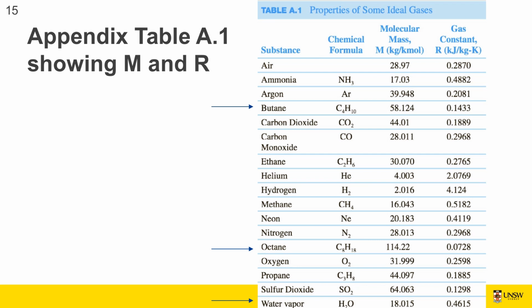This is a table from your textbook. Can we call that a bad catch, not a bad throw? But it's on the first row, so it's not a great throw. There's our nitrogen, 28. Well done. And 0.297 nitrogen. So this is a table from the back of your book, table A1.